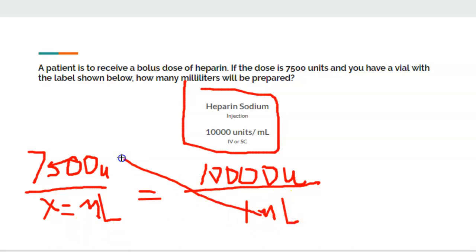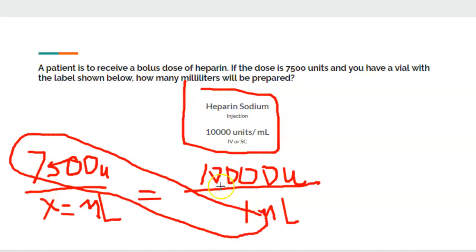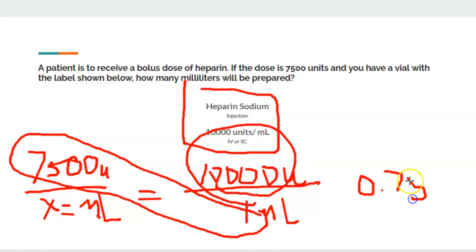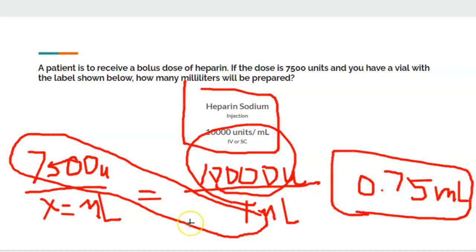So 1 milliliter times, and then you're going to divide by your ball. So 7,500 divided by 10,000 ends up being 0.75 milliliters. And that's how much we're going to put in our syringe. And we're going to give them 1 bolus dose directly into their IV on that amount. So that's it. You just got to pay attention to the units on all of these.